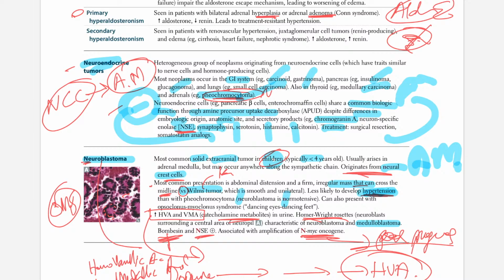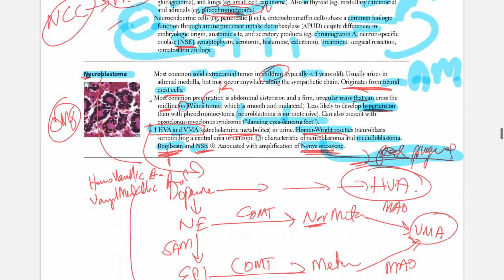So mnemonic: neuroblastoma is normotensive. Can present with dancing eyes, dancing feet, with increase in the metabolites of catecholamines, increase in HVA, VMA. Homer-Wright rosettes will be seen, bombesin will be seen, and NSE positive. N-MYC gene amplification is a poor prognosis. That's pretty much what we have for neuroblastoma.